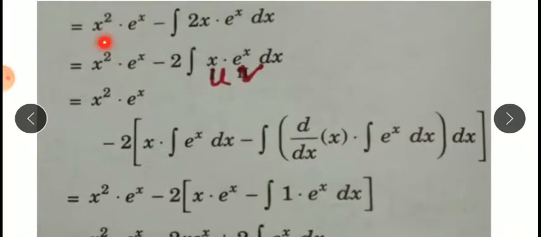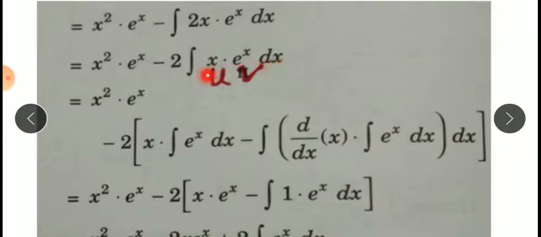See, this is first function, integration of second means e raised to x, minus d/dx of x square is 2x, and integration of e raised to x is e raised to x. This is equal to x square e raised to x minus 2, where 2 is constant, integration of x e raised to x.